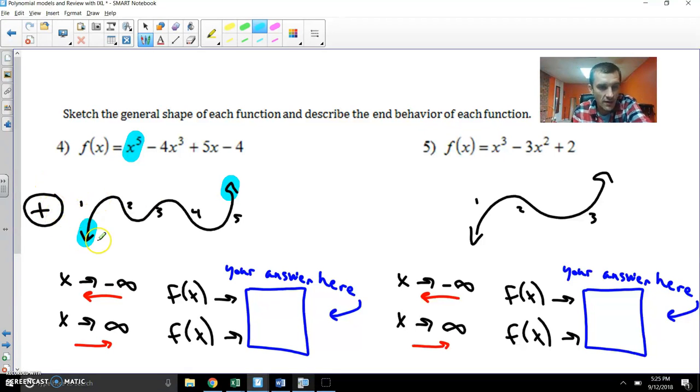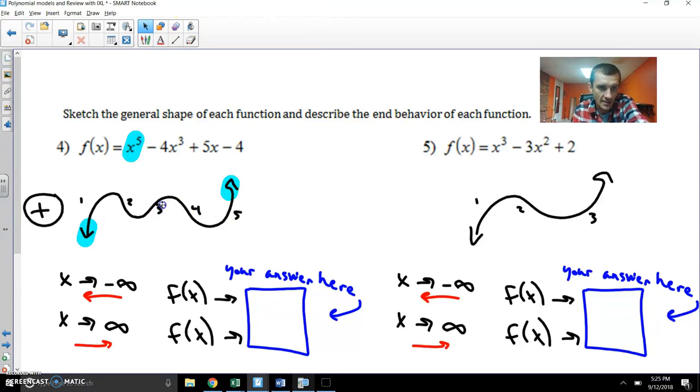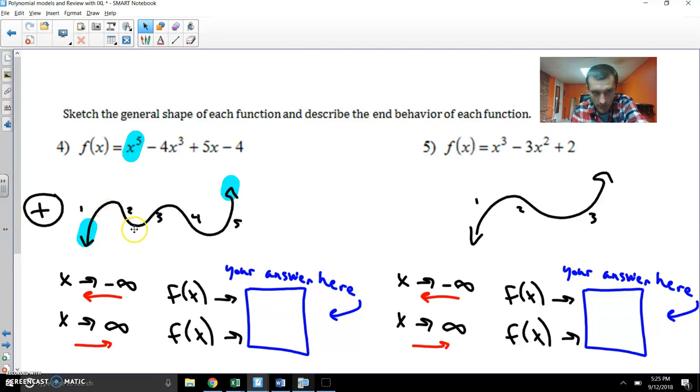So we've been talking a lot about this. So this is positive, and I wrote these numbers in here just to talk about how you know how to sketch it. So the idea is that it goes up, that's 1, it goes down, that's 2, it goes up, that's 3, it goes down, that's 4, and it goes back up, and that's 5. So there's like 5 directions in the polynomial.